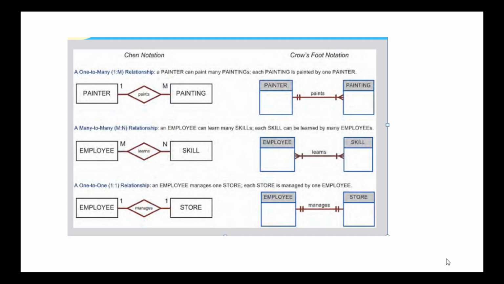Coming to Crowfoot notation. Why is it called Crowfoot notation? To represent the many side of a relationship, it uses a three-pronged symbol, which looks like a crowfoot. That's why this notation is called Crowfoot notation.